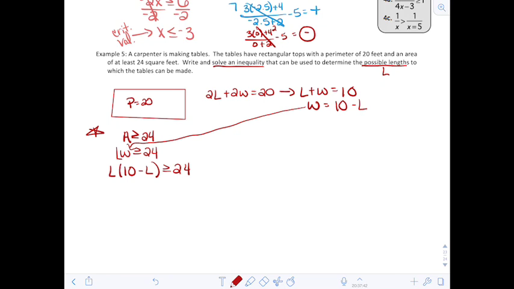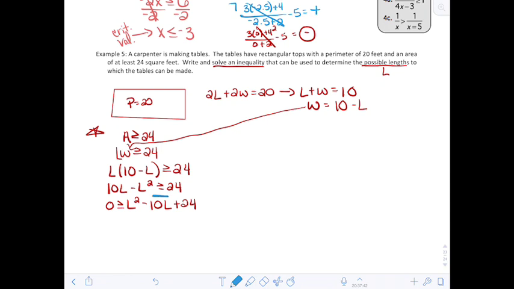And so now we have a polynomial that we're going to solve. So we're going to distribute: 10L minus L squared is greater than or equal to 24. So then I'm going to move over the L squared and the 10L by adding. So 0 is greater than or equal to L squared minus 10L plus 24. And this factors. Oh, one more thing right when we're here. We want 0 to be greater.